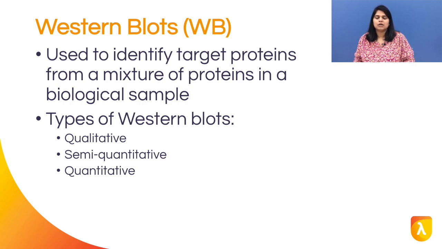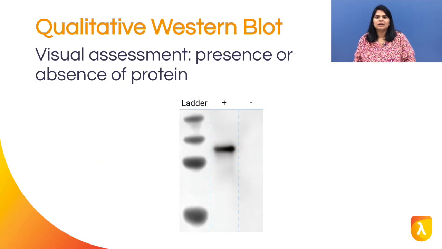Depending on what you want to accomplish with your study, you can generally choose from one of three types of Western blots: qualitative, semi-quantitative, or quantitative. Now let's look at each of these different types of Western blots.